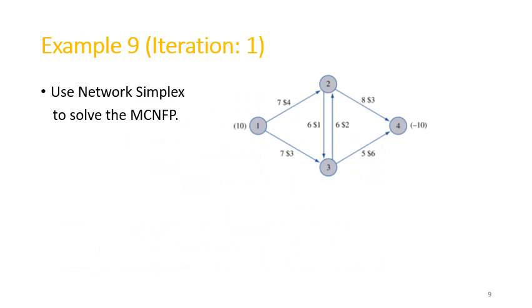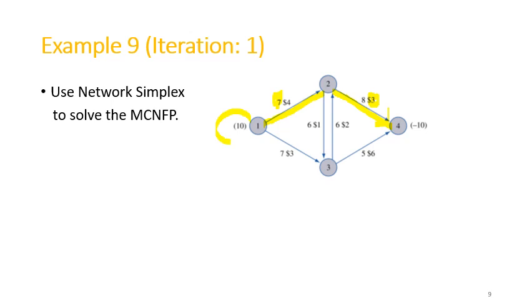Now here we have another example of a minimum cost network flow problem. We're going to apply the network simplex method to solve this problem. The value with dollar signs here means the cost of transporting 1 unit of flow from one node to the other node through this arc. And then the value without a dollar sign means the maximum capacity of that arc, so how many units you can transport through this arc.